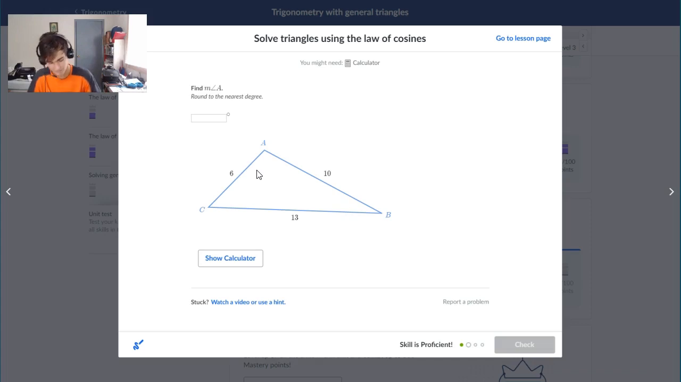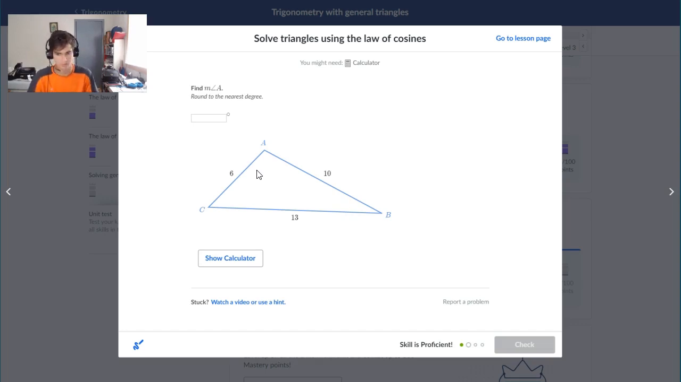So 13 squared is 169. 36 and 100, those are easy. Let's add those together right away. 136 minus, so we know that 6 times 10 is 60, and 60 times 2 is 120, so let's just add that in as well. 120 cosine theta. Okay, so now this is where it gets a bit more confusing, but it's simple algebra.